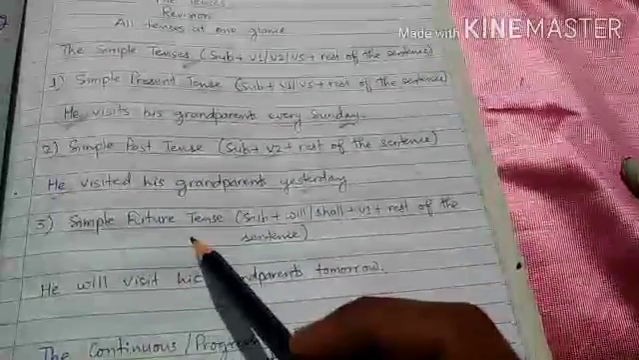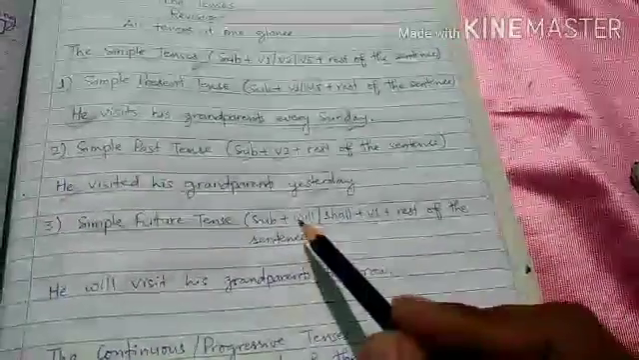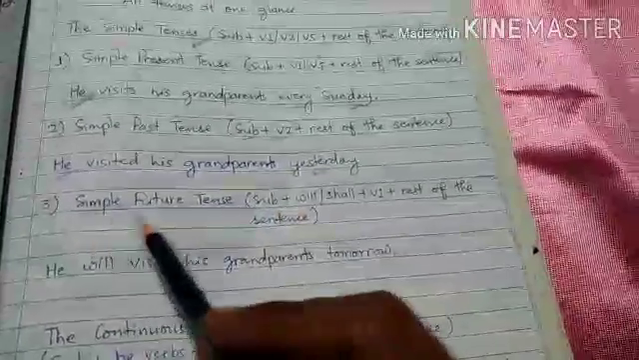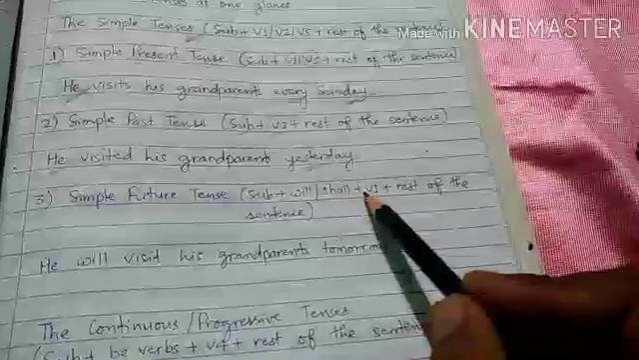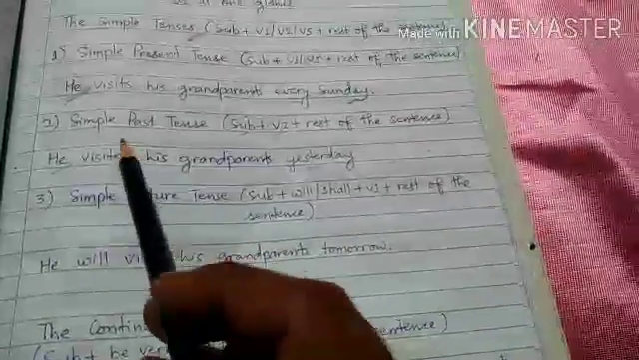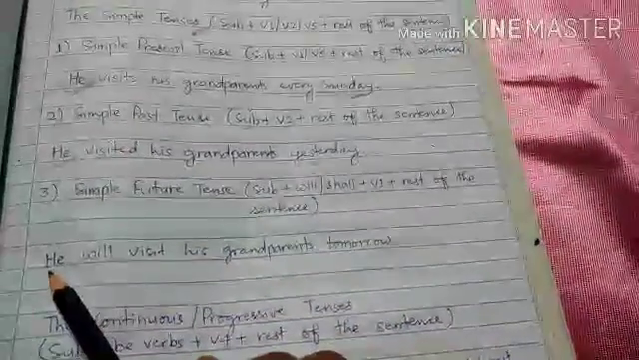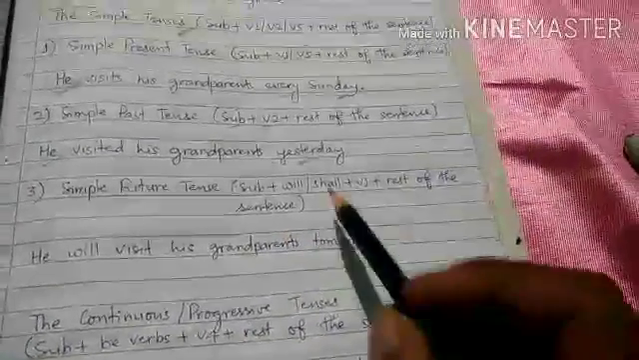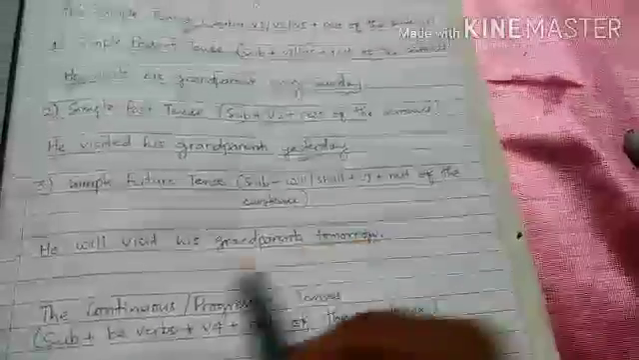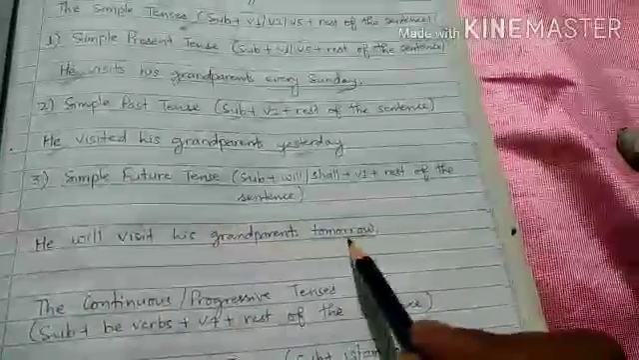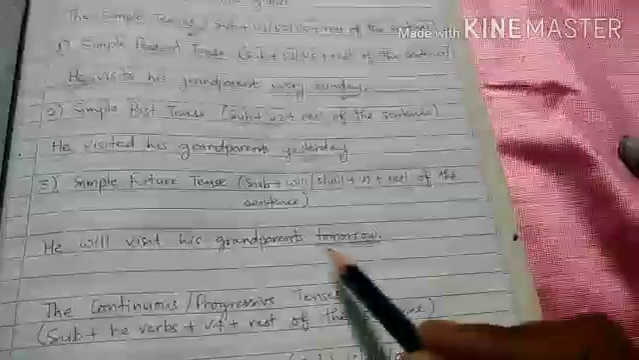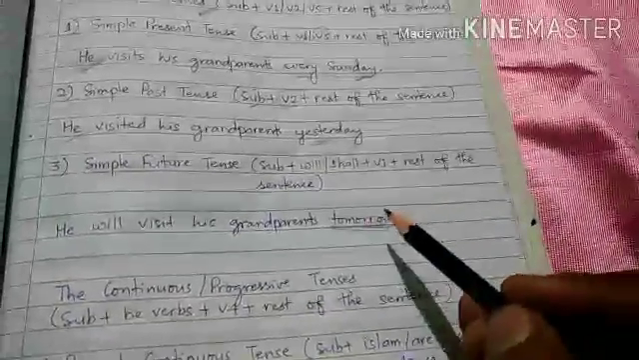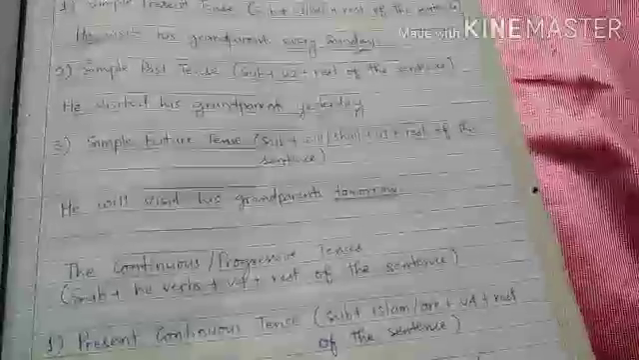Now simple future tense. Again we use B1, but after using will or shall as the helping verbs, the modals. Simple future tense: subject plus will or shall plus B1 plus rest of the sentence. Now the same sentence I am changing here into the simple future tense: he will visit his grandparents tomorrow. So here yesterday has been changed into tomorrow because the simple future tense tells us about future actions that will take place in coming days, tomorrow, day after tomorrow, next month, next year. So we can make changes there.